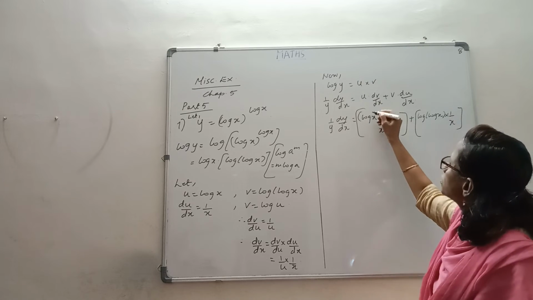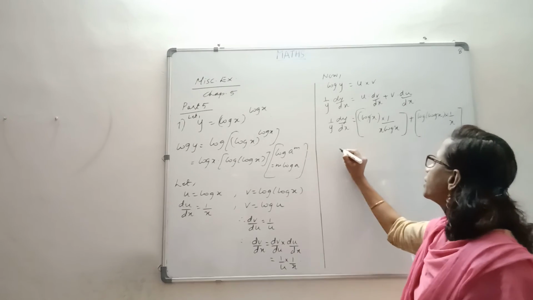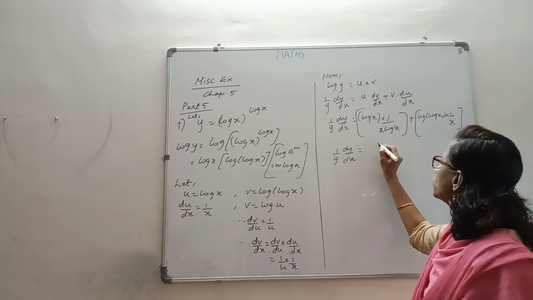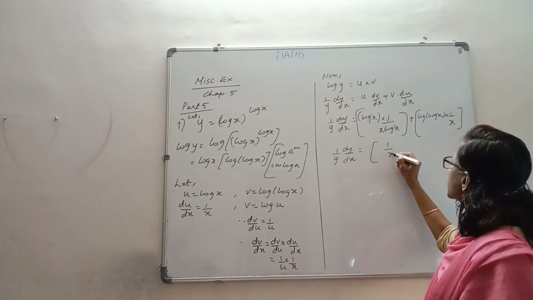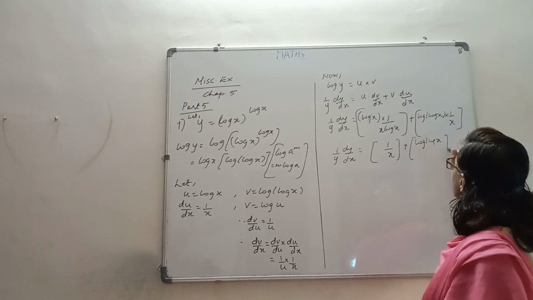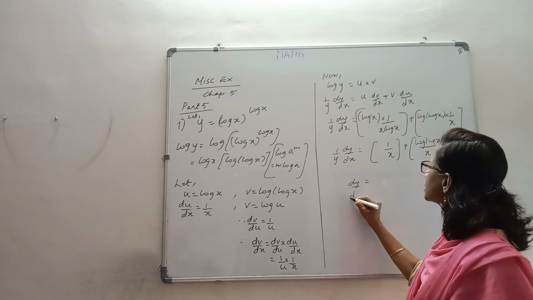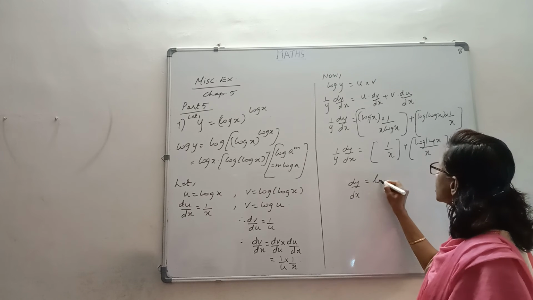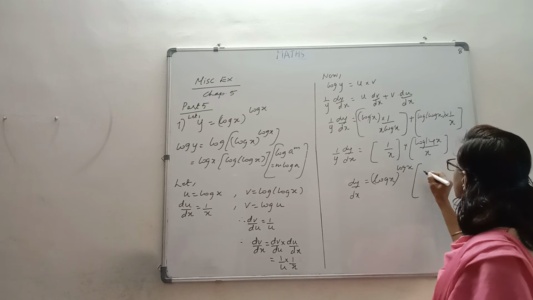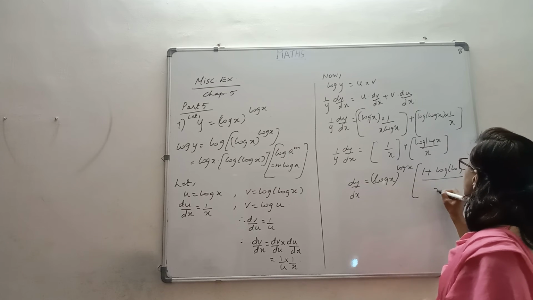As a result, you will observe that in the first part, the log x terms can cancel each other. We are left with 1 by y dy by dx equal to 1 by x in the first part, and in the second part it is log x by x. As a result, you have dy by dx, when the y goes to the other side, that is log x raised to log x, because y has moved to the other side, times 1 plus log x by x.